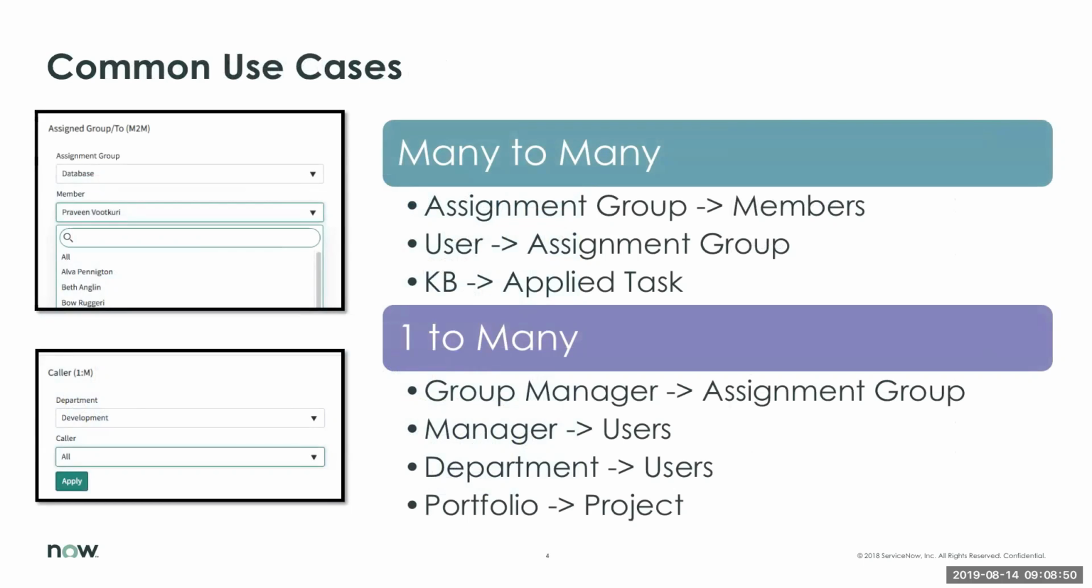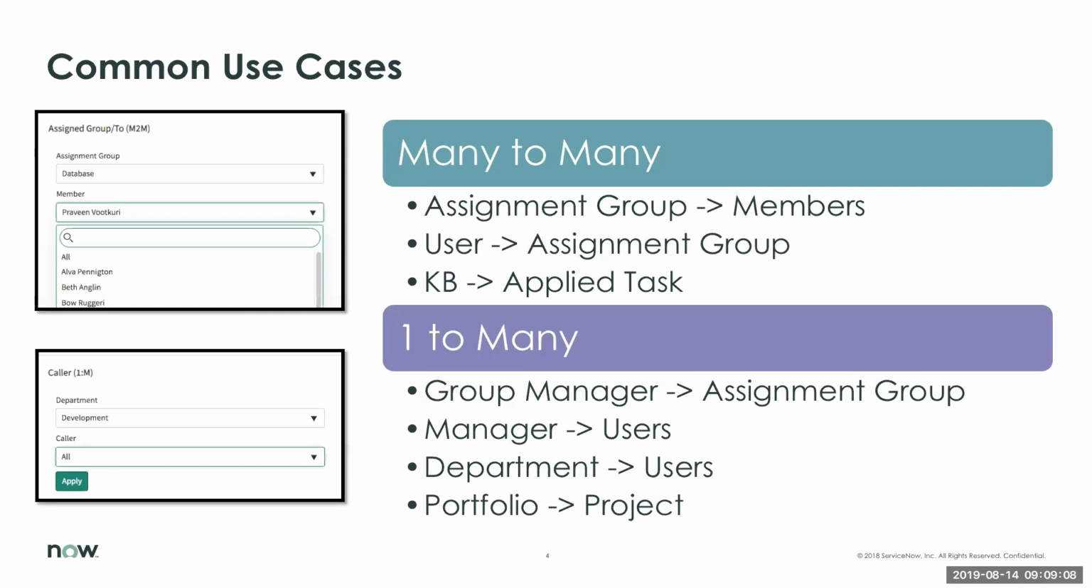Let's talk about some of the use cases that come along with cascading interactive filters. This doesn't catch everything all the time, but there's some really common uses we see. So I've been talking about assignment group. The most popular one we see with cascading interactive filters is pick an assignment group and then only show me members of that assignment group.